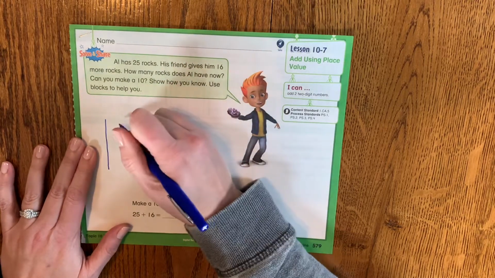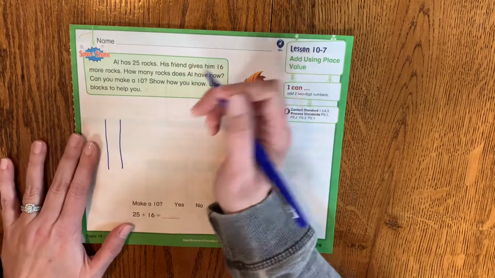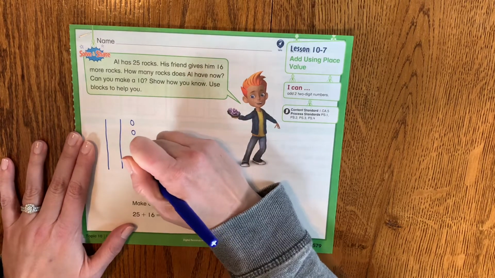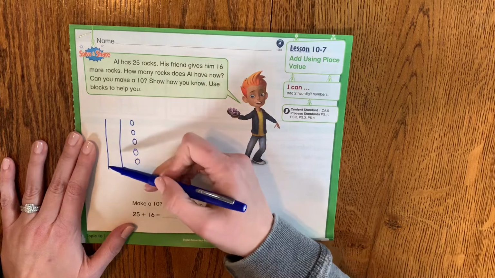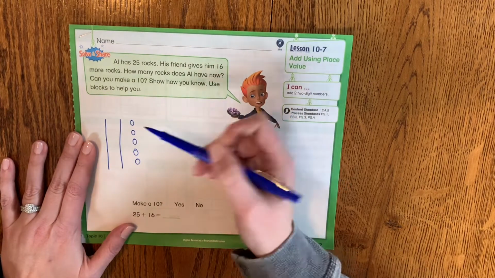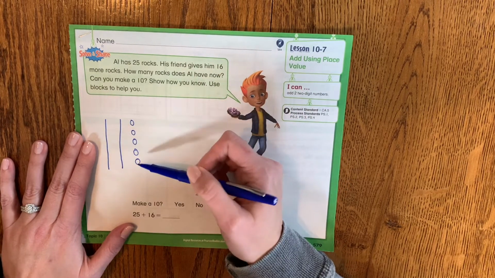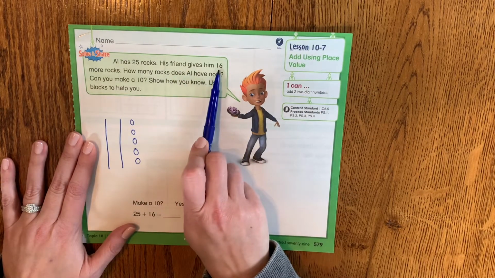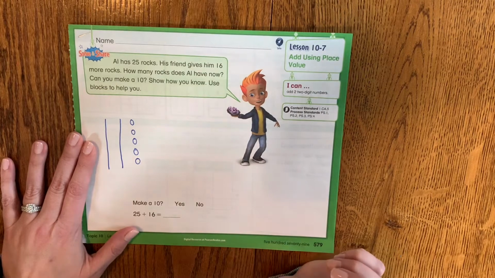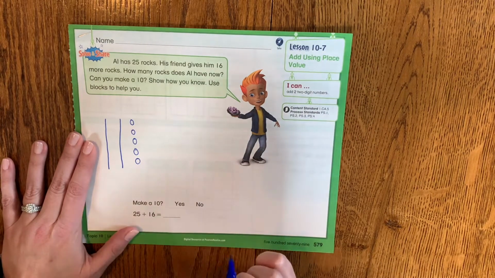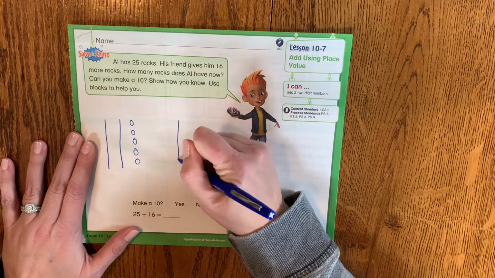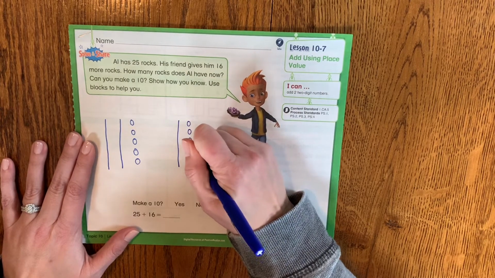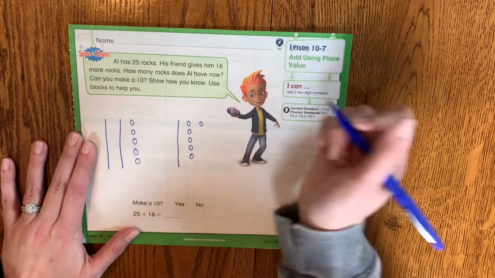10, 20, 21, 22, 23, 24, 25. Remember, the long sticks are sticks of 10, and the circles are our ones, right? So there's 25. And now I need to add 16 more. Think about how we would draw 16. I'll leave a little bit of a space. 10, 11, 12, 13, 14, 15, 16.